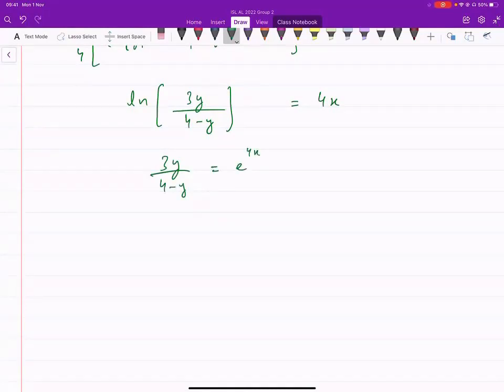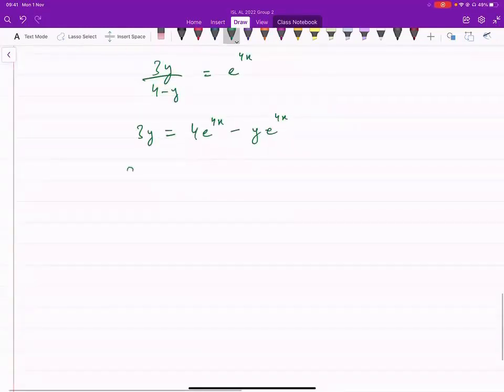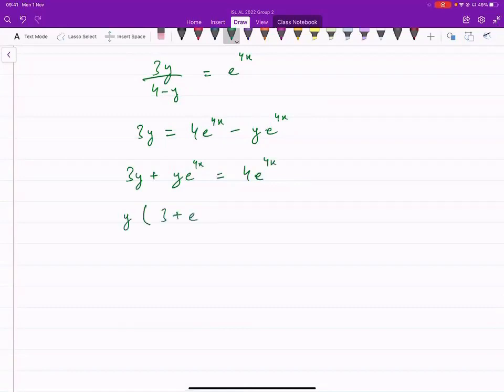Now we have to make y the subject. Okay? We can take it there and multiply. It becomes 3y equals 4e raised to power 4x minus y e raised to power 4x. We take the y term on the left side. That becomes 3y plus y e raised to power 4x equals 4e raised to power 4x on the other side. And then y into 3 plus e raised to power 4x equals 4e raised to power 4x, and y equals 4e raised to power 4x divided by that.